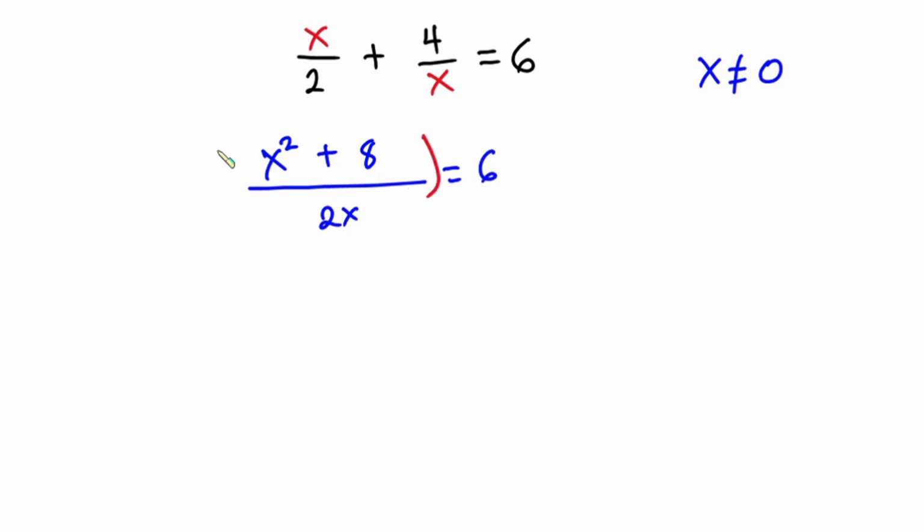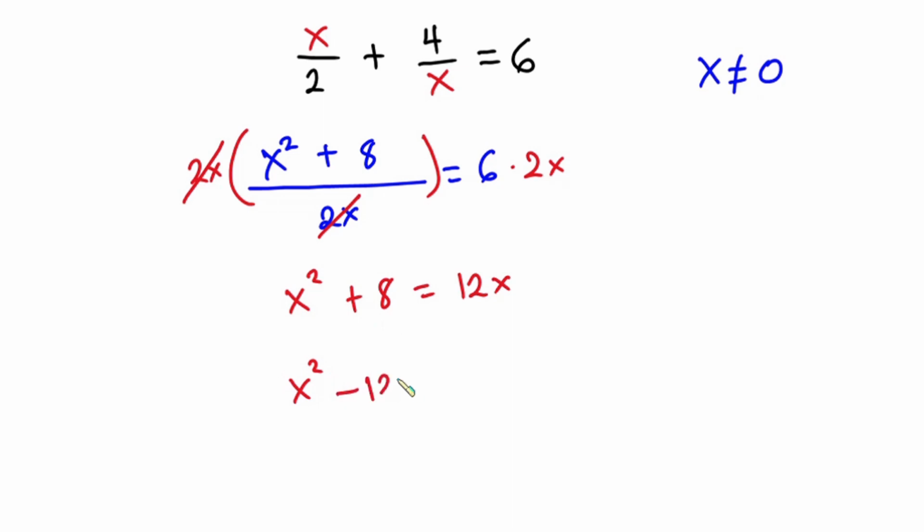Now let's multiply each side of this equation by 2 times x. So we have 2 times x over here, and that way you can see that these 2x will cancel. Now we have x to the second power plus 8 is equal to 6 times 2 is 12, so we have 12x over here. Great. Now let's equate everything to 0. So we have x to the second power minus 12x plus 8 is equal to 0.